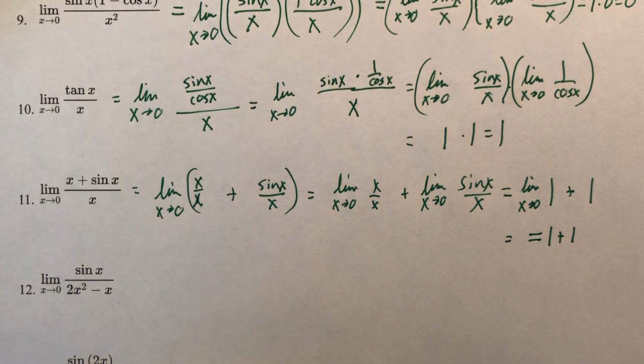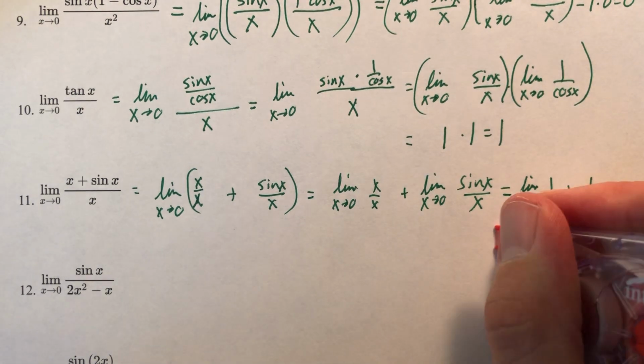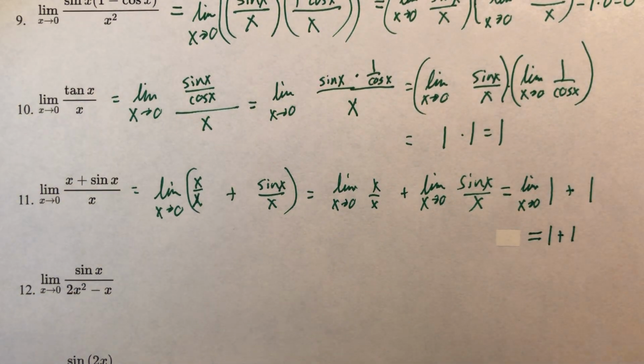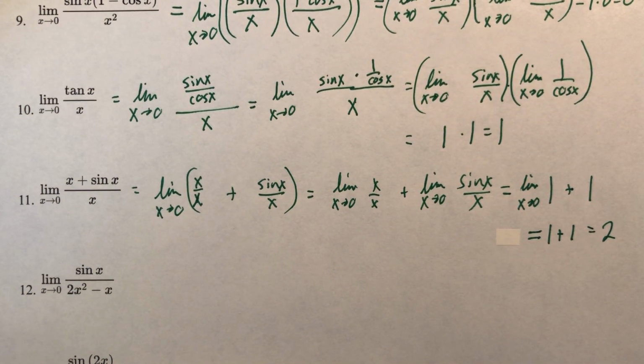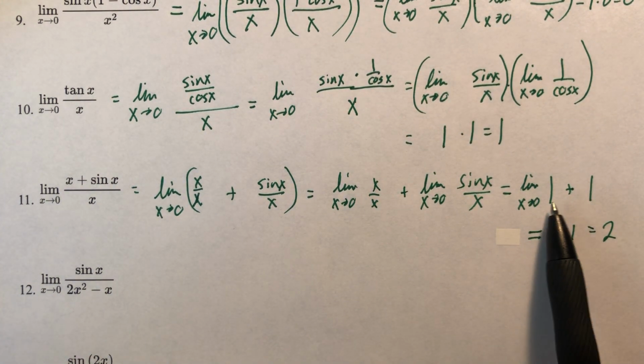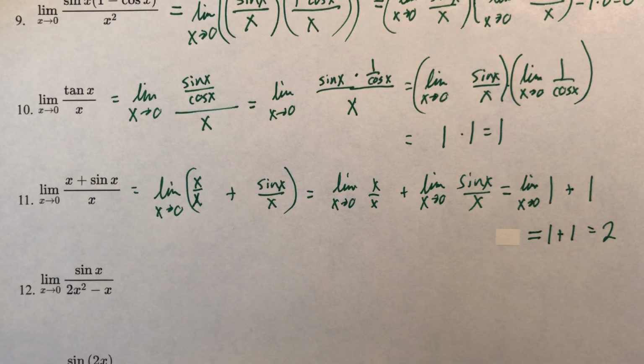I don't know why I put double equal marks. Apparently I'm super excited about this. It equals 1 plus 1, which of course is 2. If you don't know 1 plus 1 is 2, then we have some serious issues in this class. But it is a matter of getting to this 1 and this 1 that were the tricky parts.